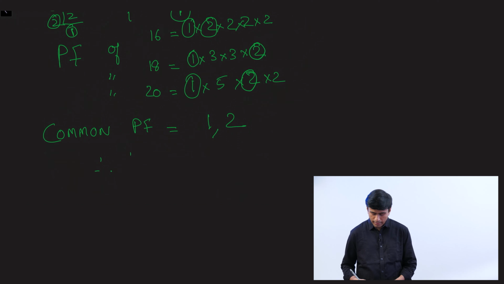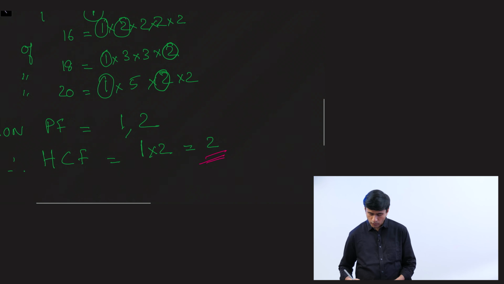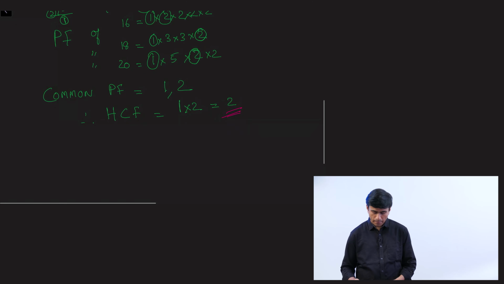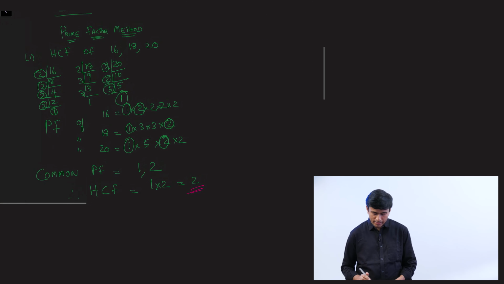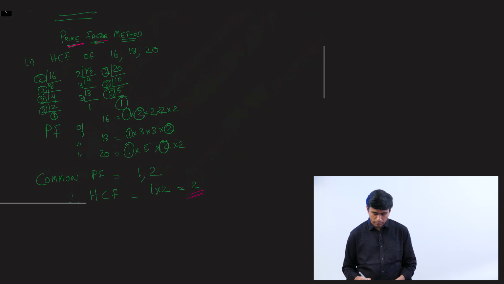Therefore, the highest common factor, or HCF, is 1 into 2, the product of the common prime factors. 1 into 2 is 2. 2 is your answer. This is how you find HCF using the prime factor method.